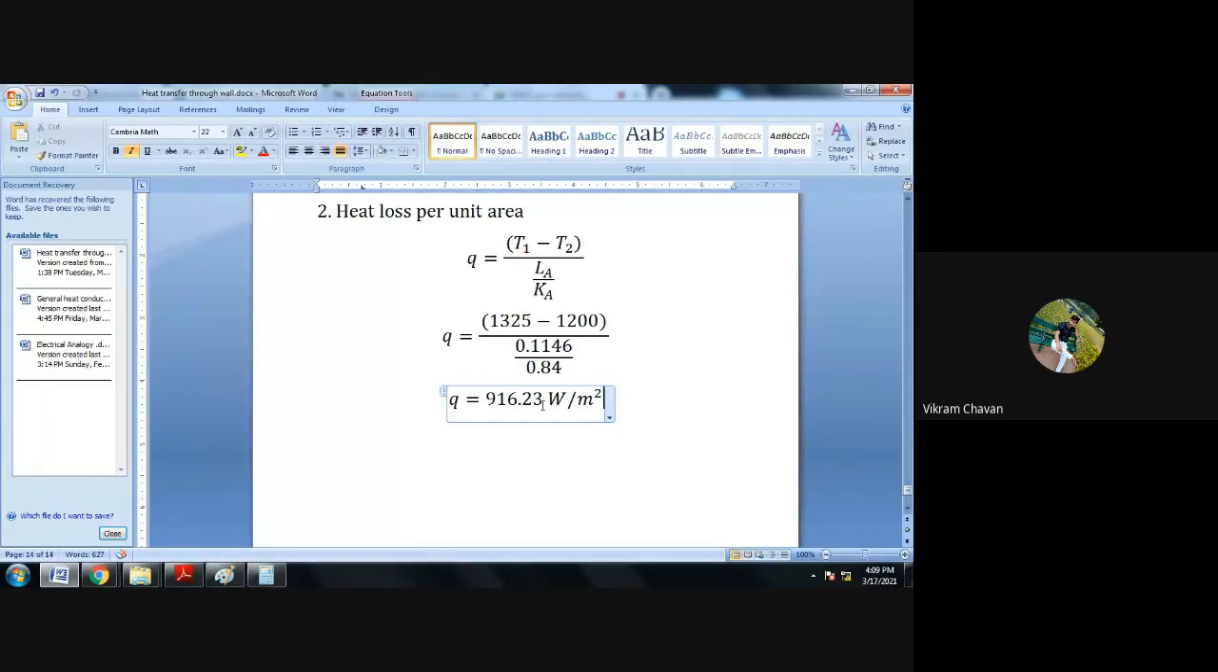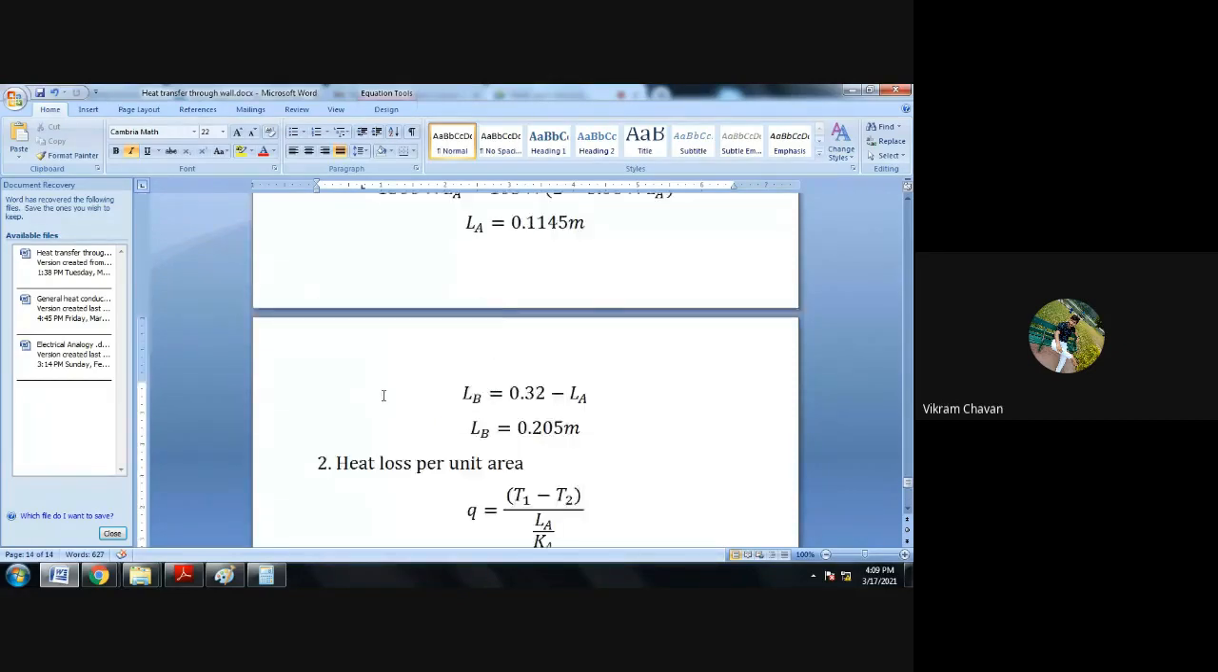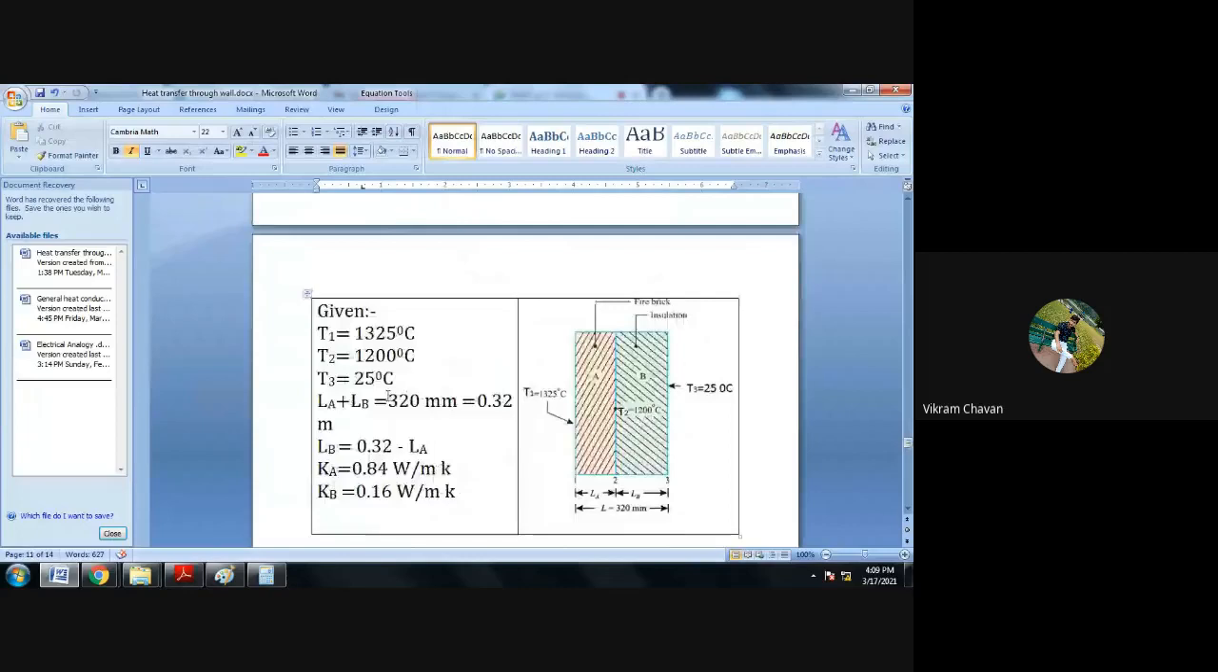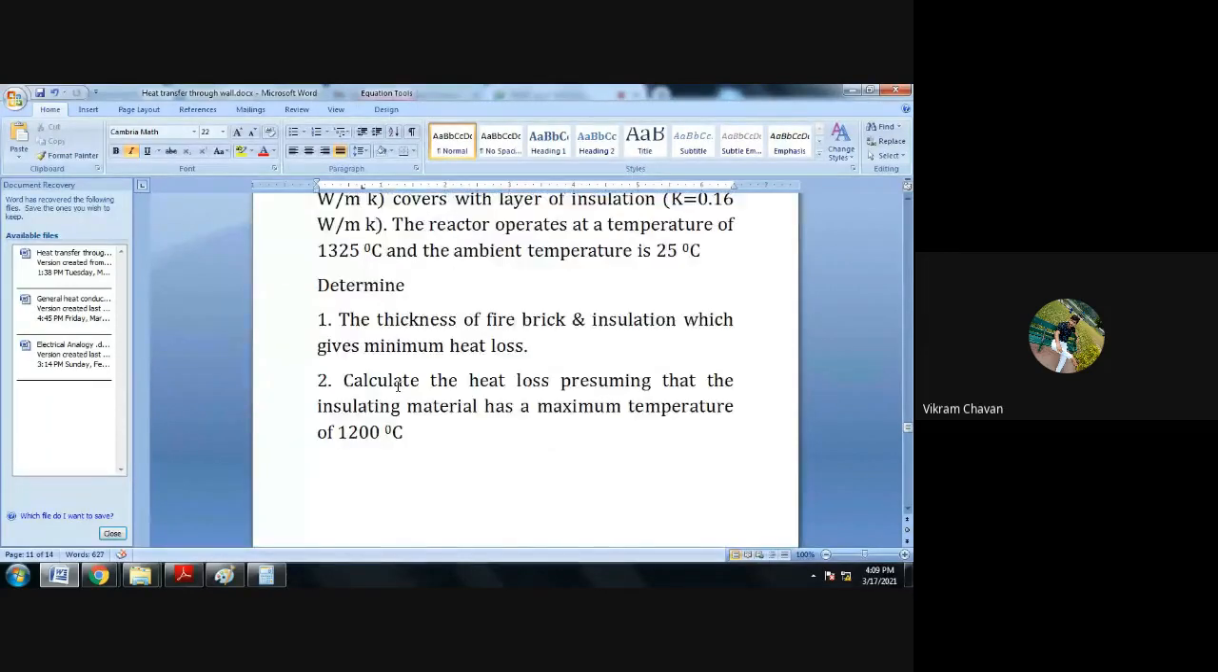Getting everyone? Is there any doubt, any question? Whether you understood or not, how to solve problems on a composite wall. In the next lecture, we'll take two more problems, so that will be better for you. And I will share the PDF copy of this also with you in your study material.